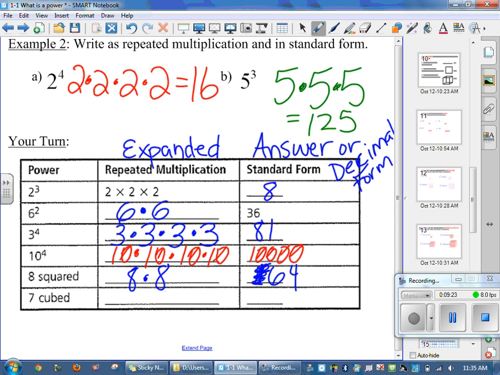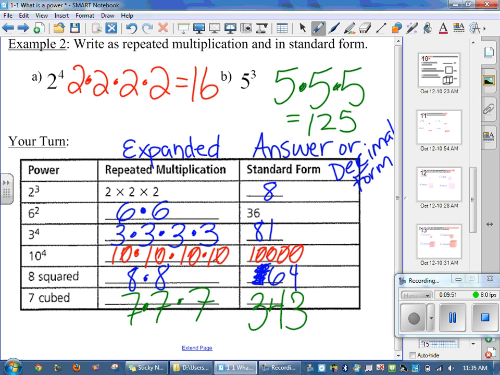Okay. 7 cubed. No, let's try it. 7 times 7. Good. 3 7s. 7 times 7 times 7. And how big is 7 times 7 times 7? 147. Nope. 343. 343. All right. I should have known. Let's move to the next section.